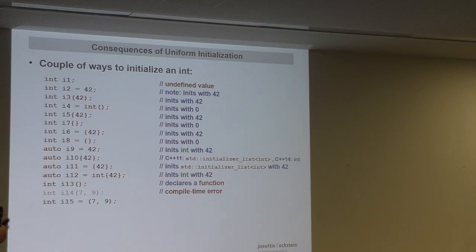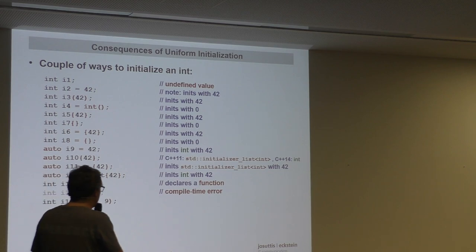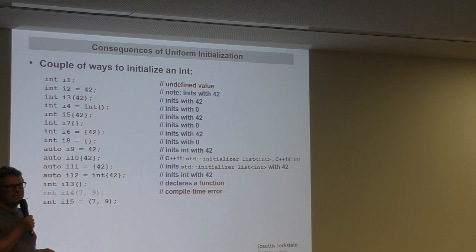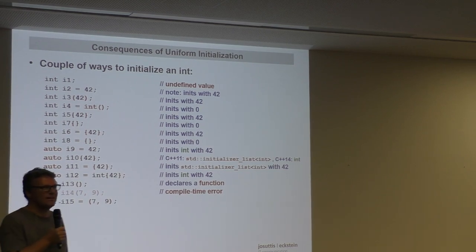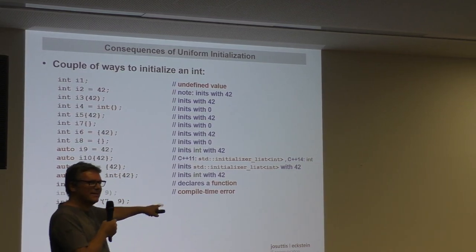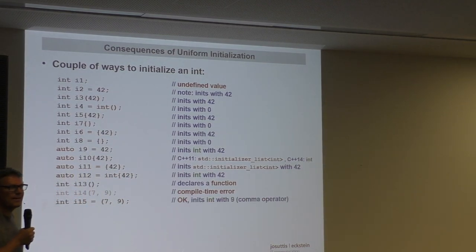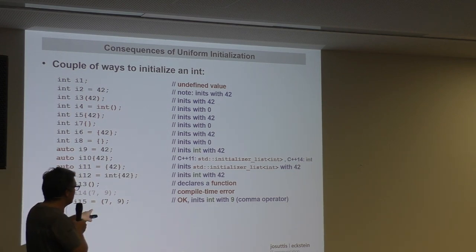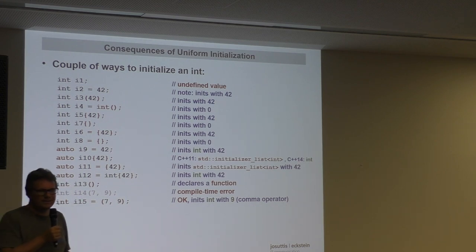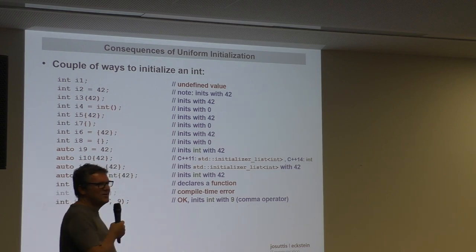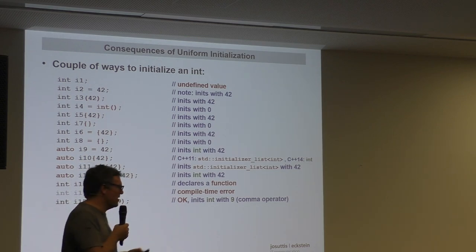So, let's put an assignment operator in front of this parenthesis. Is this valid code or not? Who thinks this is valid C++? Who thinks it isn't? It is. It initializes i15 by 9 because the right side is a comma operator. So we have a valid initialization here. Maybe not the intention you have.